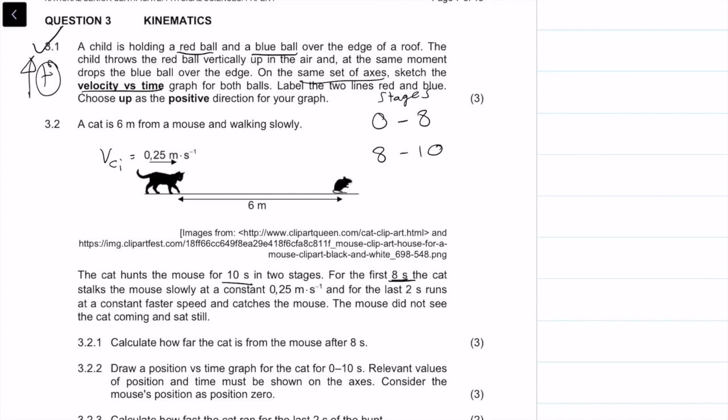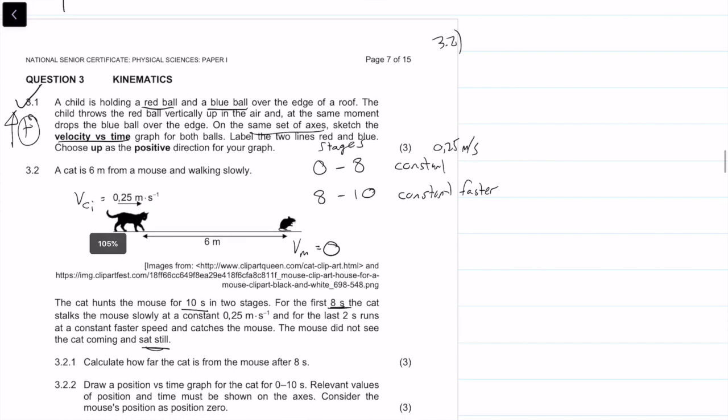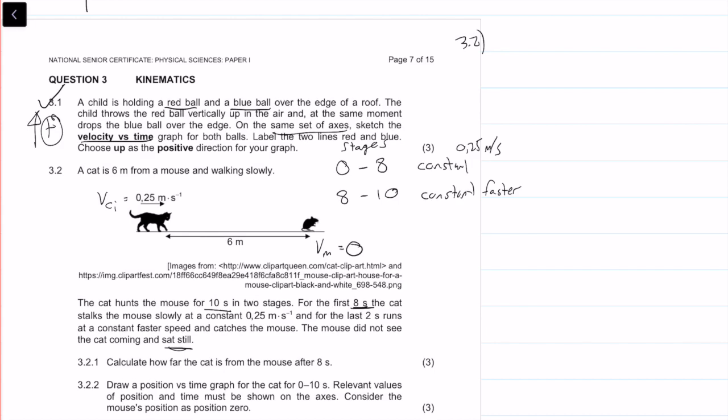So from 0 to 8, I'm going to say it's a constant 0.25 meters per second. This is stuff I'm just jotting down as I'm reading. And for the last 2 seconds, he runs at a constant velocity again, but faster. The mouse did not see the cat coming and sat still, so the velocity of the mouse is equal to 0 always, because he is sat still. Cool stuff. So getting into the question, and this is obviously for the cat.